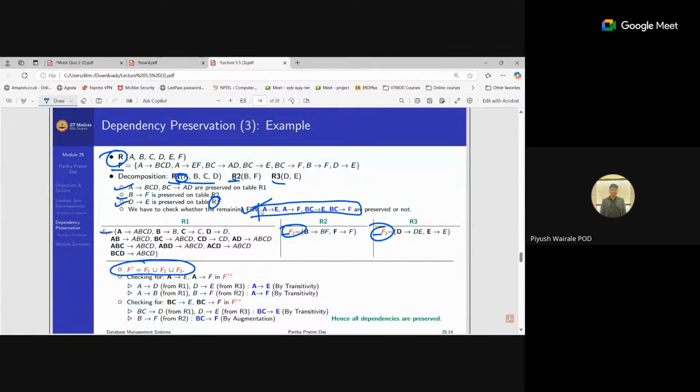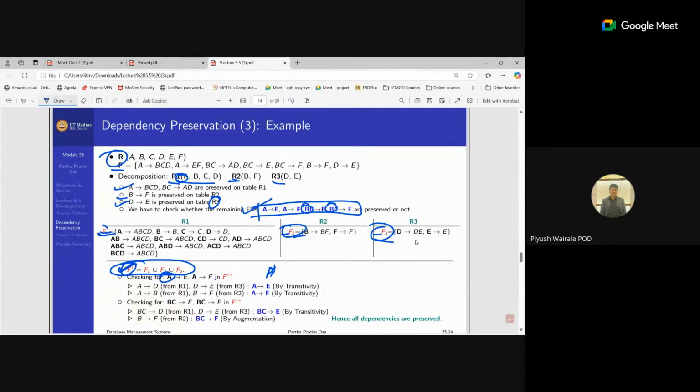Then check each of the FDs that is not getting preserved. So check whether A determines E: take the closure A plus based on this one. Similarly for AF, take the closure based on F dash. Similarly, take the left hand side for every FD and check whether you get the right hand side or not, but based on F dash, that is F1 union F2 union F3. So this is the example we discussed in the lecture.